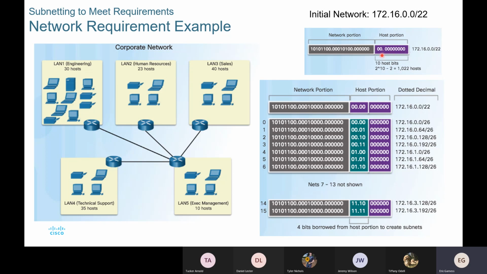Since we are going to borrow 4 bits, we are going to borrow this bit, this bit, this bit, this bit, and convert these 4 bits into subnet bits. Look at what we will have. We will have 4 bits for subnet. If we have 4 bits for subnet, we can create 16 subnets.